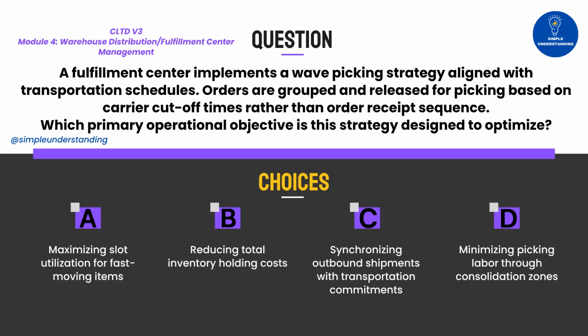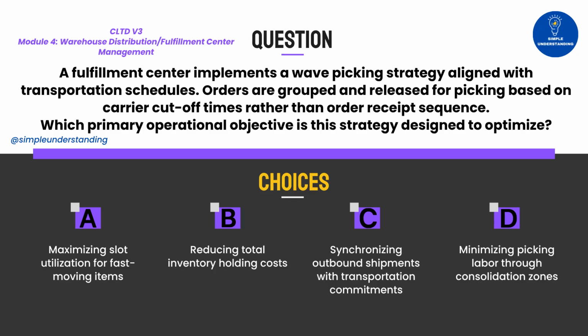A. Maximizing slot utilization for fast-moving items. B. Reducing total inventory holding costs. C. Synchronizing outbound shipments with transportation commitments. D. Minimizing picking labor through consolidation zones.